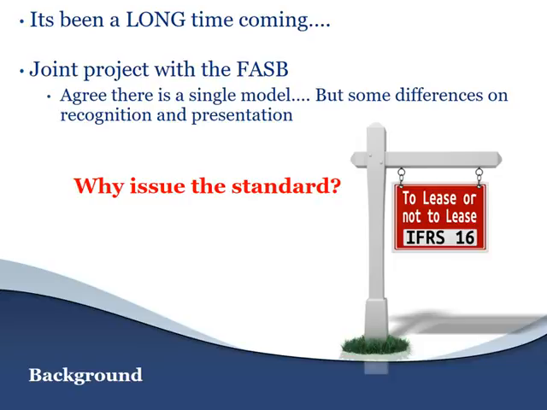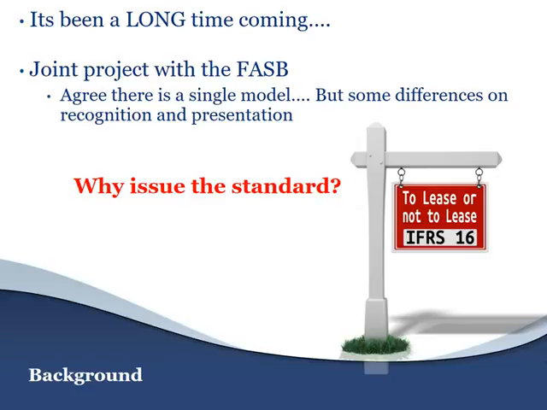The good news is that there was agreement between the two boards that we should have a single model for lessees, and we will take a look at that today. But there are some differences in the areas of some of the recognition principles and on the presentation of leases. So all in all, I think a good move where the two standards are fairly close together, but there are some major differences between them. I'm not going to be going into the differences with US GAAP today, but just so you are aware that these are not 100% aligned.